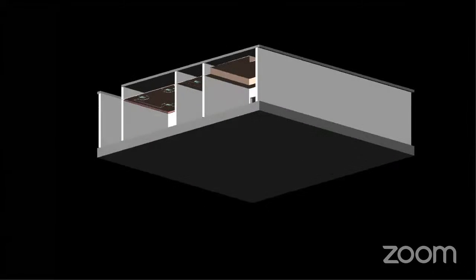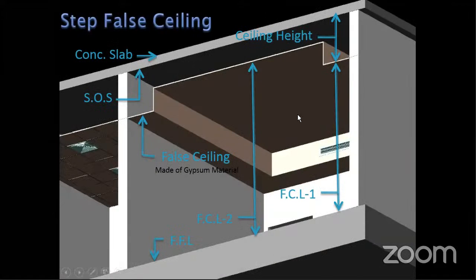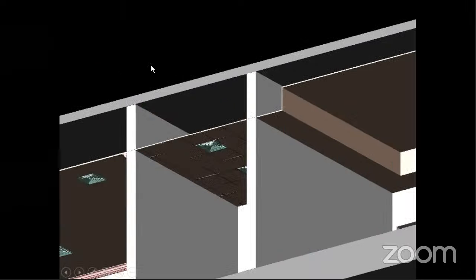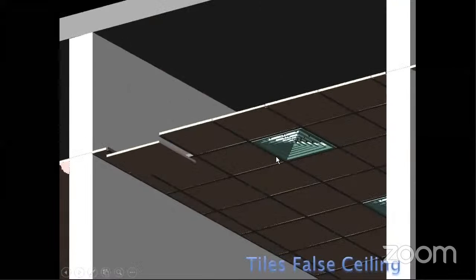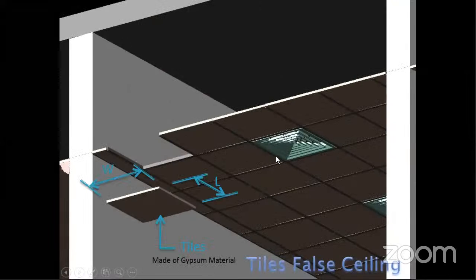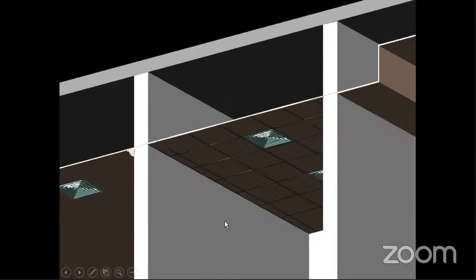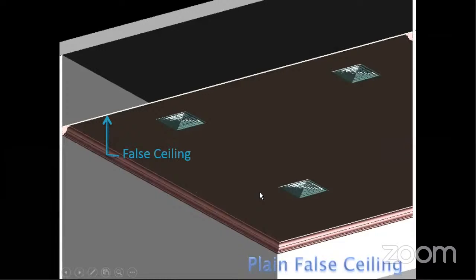Here you could see that we have three rooms. The first room has a step false ceiling. There are two levels. This is the finished floor level, the soffit of slab, and this is the place where all the facilities will be running, like your MEP services, HVAC system, plumbing system, electrical system, firefighting system. And then this is the tiles type of false ceiling, which is generally recommended in the kitchen area. If the tile becomes dirty, you may slide it up, remove it and clean it. And this is the plain false ceiling.